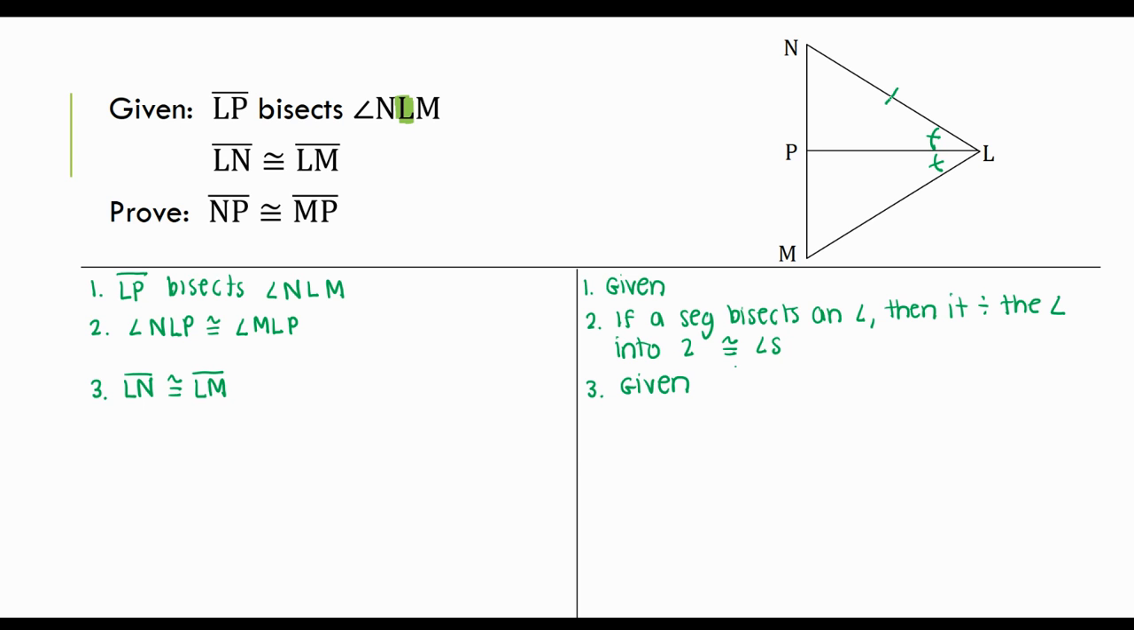So I'm going to mark that. All right, so notice that we've run out of givens, but we're trying to prove that the segments NP and MP, these two bottom segments over here, are congruent. Okay, so once again, that means that we want to try to get congruent triangles. And there are actually several different ways for us to get congruent triangles in this picture.